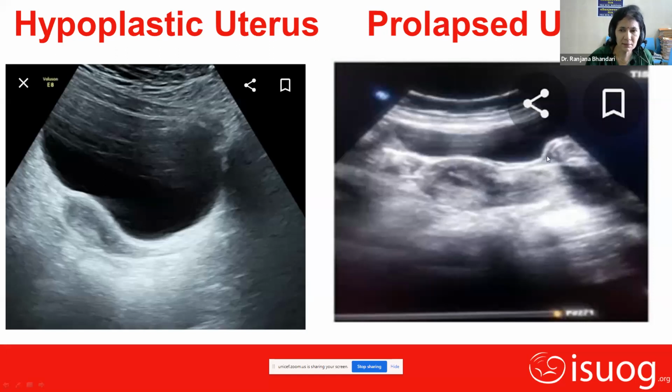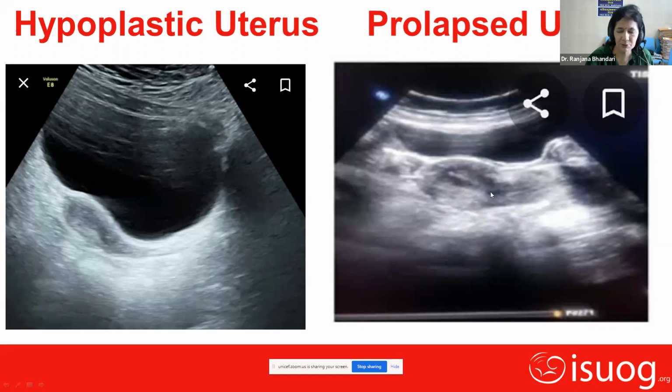So see, normally in the vagina, we see the anterior vaginal wall, the vaginal canal and the posterior vaginal wall, a three line system in the vagina. But in case of prolapse of uterus, this three line system in the vagina disappears as the cervix has gone into the vagina, and this whole uterus, which should be seen as an anteverted structure, has come down.